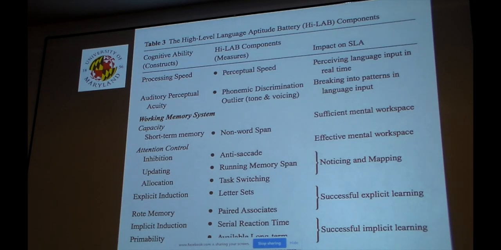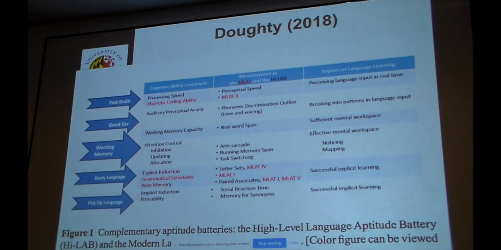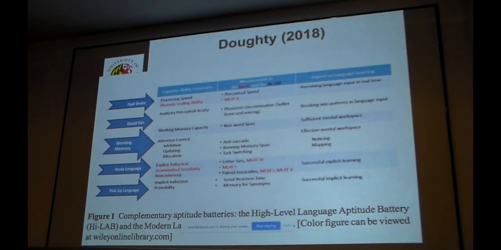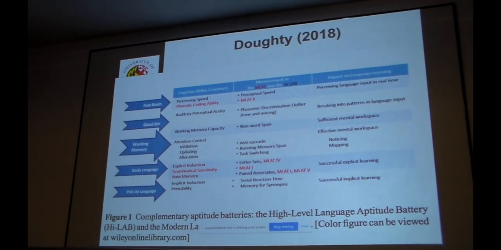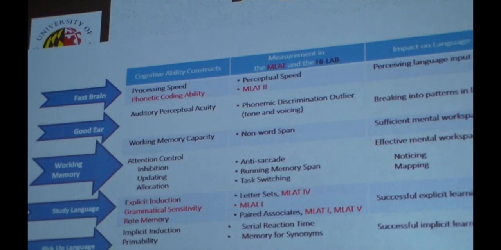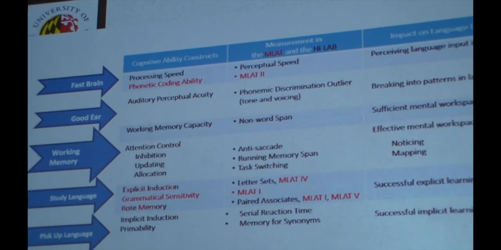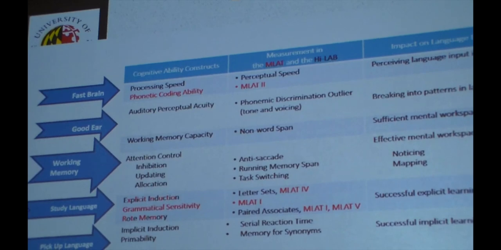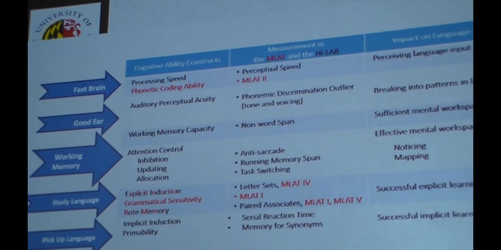So this battery of tests consists of 14 different parts. Given the time limitations, I'm not going to go into any of this. This is just a list of them. And this table here, drawn from Doughty 2018, shows that some of these components, like fast brain, good ear, to make it simple, are represented in either the MLAT or the HiLAB or both. So what is in red is present in the MLAT. What is in black is present in HiLAB. So you can see HiLAB is broader than MLAT, but there is some overlap.